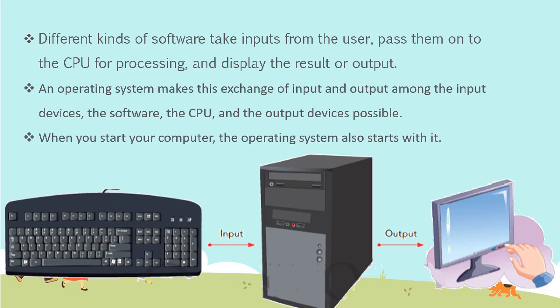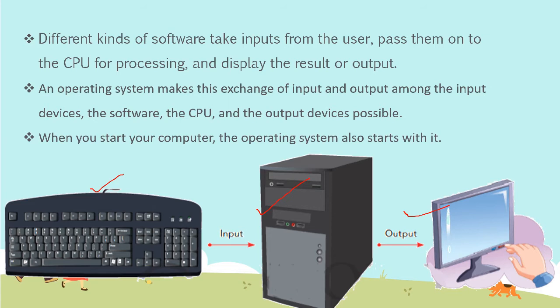So let's see the functions. This is the input device, the keyboard, right? Whatever you want, you type it on the keyboard and give the information to the computer. This is the processing unit, that is the CPU. The input given by the user will be processed by the CPU, and finally the output will be displayed on the output device, that is, on the monitor. Or if you want the output in printed form, you will use a printer.